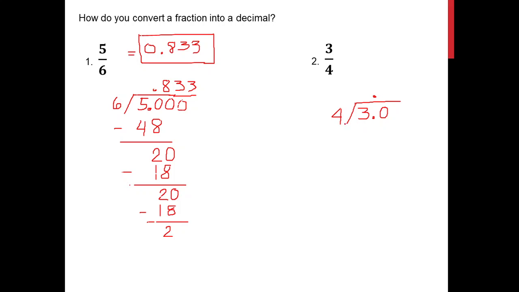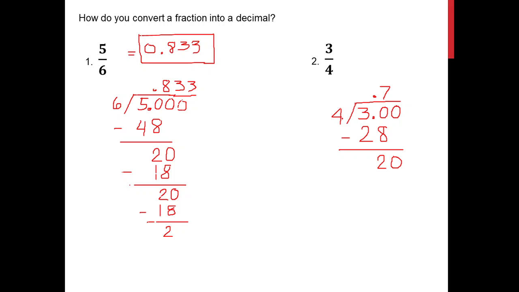So 30 divided by 4. So how many 4 are there in 30? There are 7. 7 times 4 gives us 28. Then next, subtract. 30 minus 28 gives us 2. Let's add another 0 here. Then bring it down here.